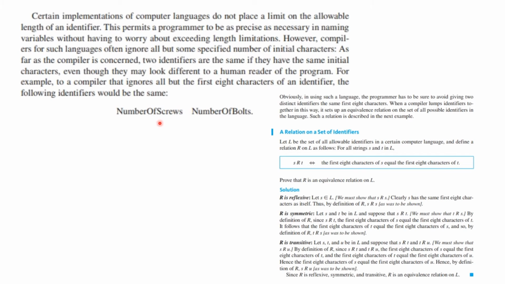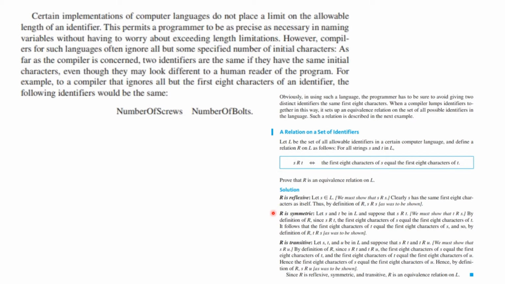Now, if someone's reading your program, they could say, oh, I understand this a little bit better, but the computer, if it's only looking at the first 8, would stop after "number of", and these two things would be identical. Obviously, if you're using such a language, a programmer has to be sure to avoid using the same first characters, but the compiler lumps all these things together, and that is, in fact, an equivalence relationship.